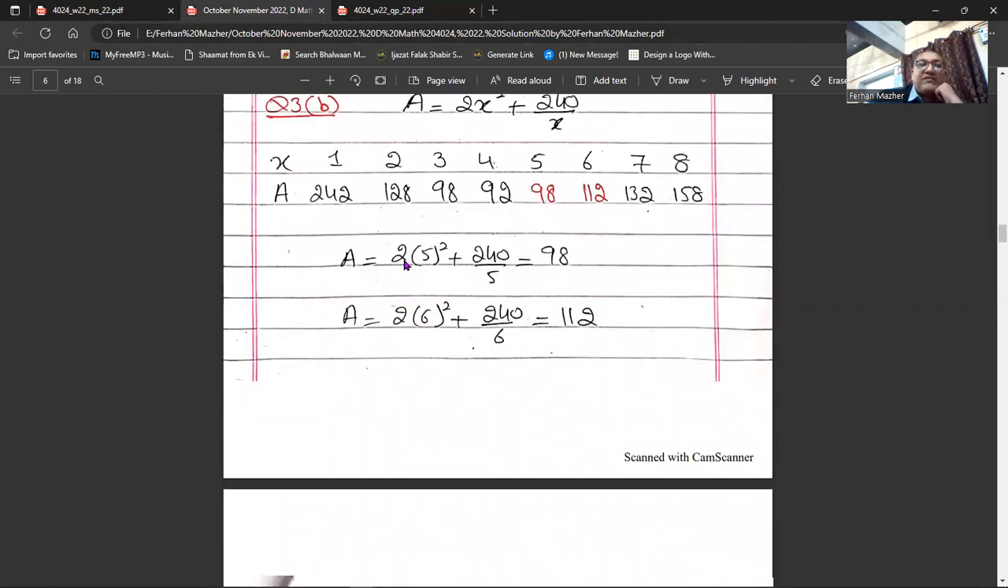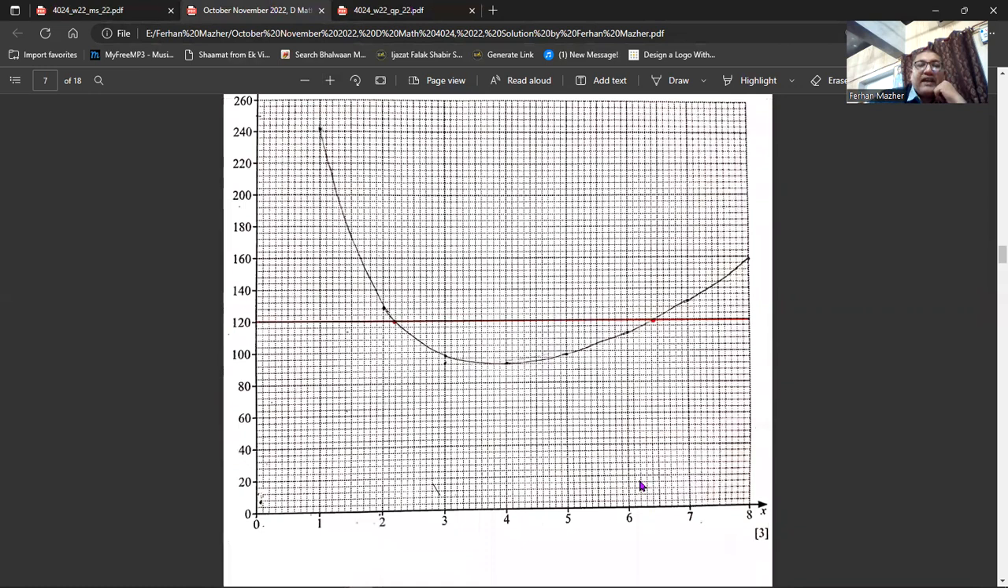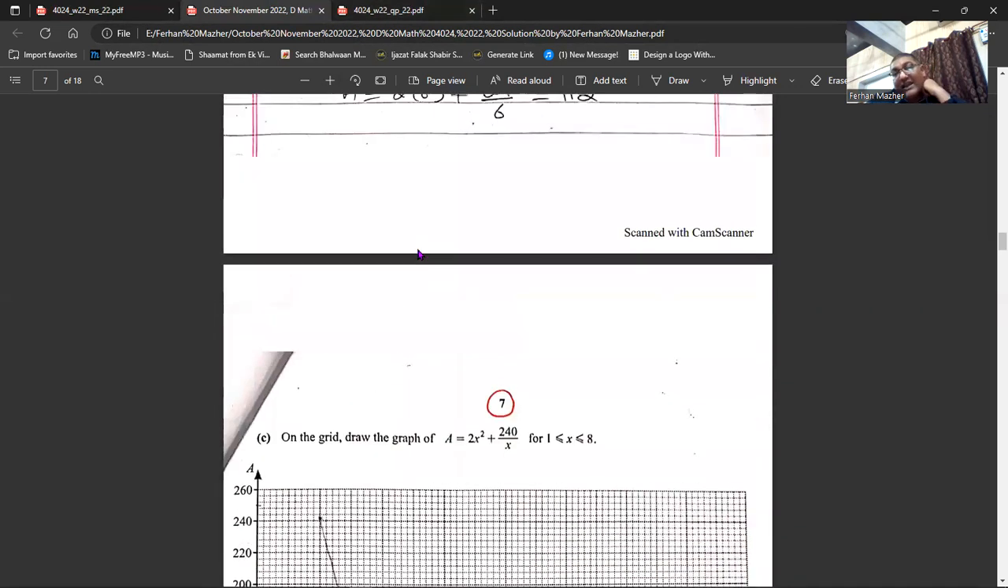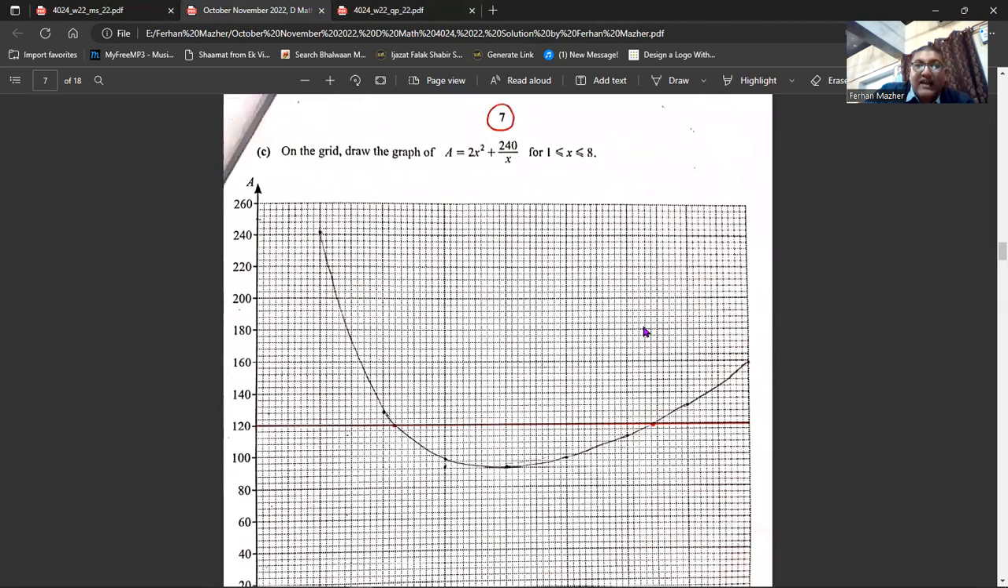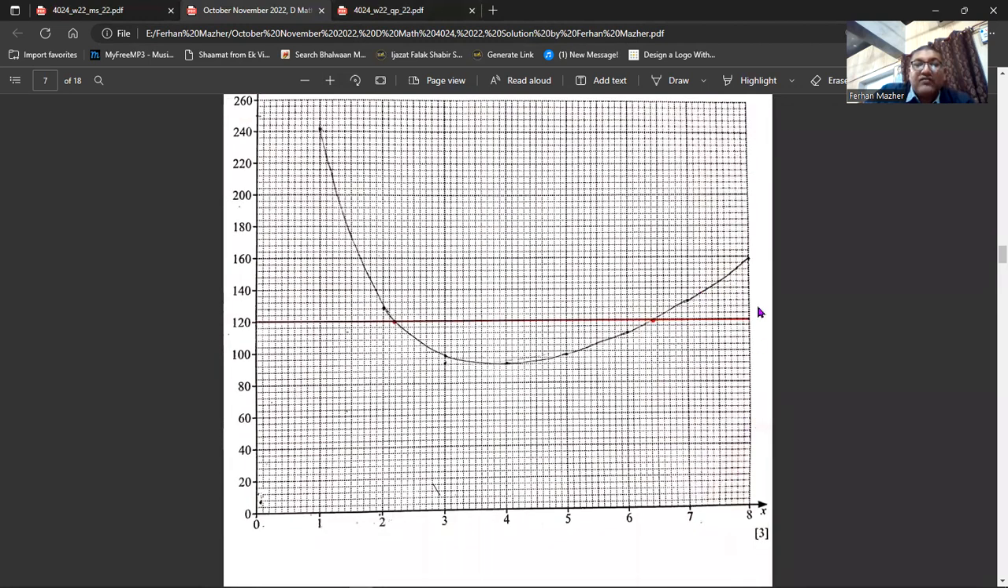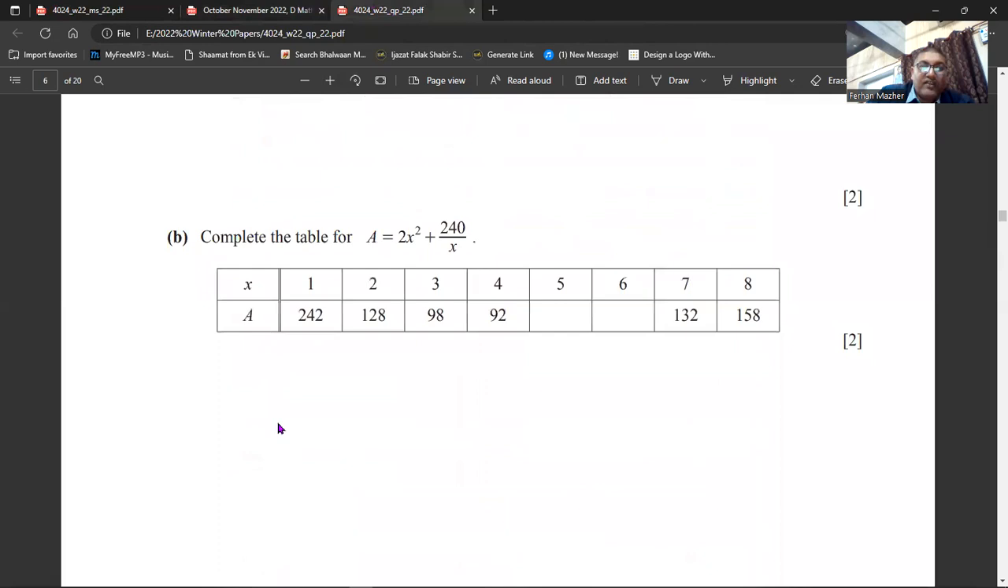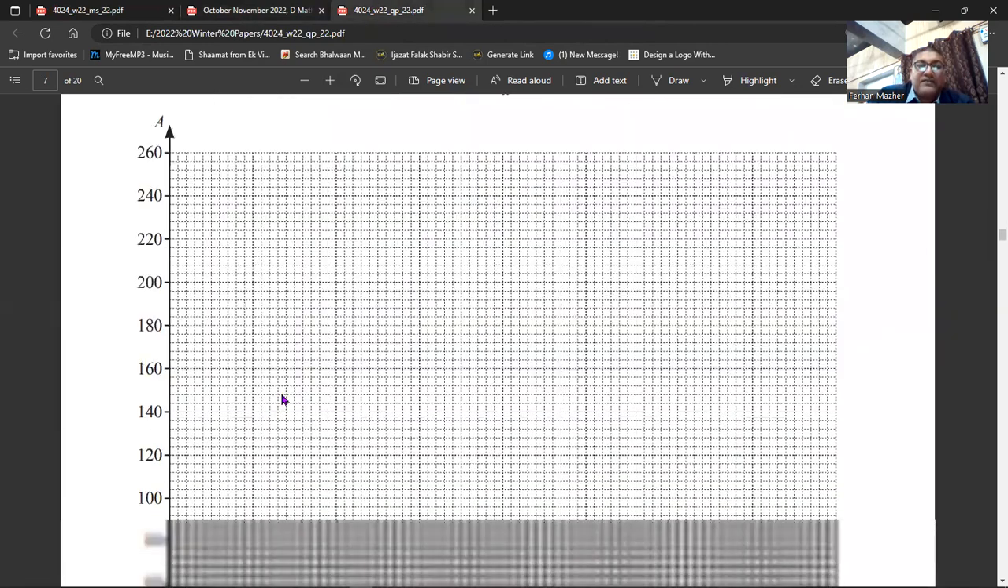At 6, 112. At 6, we'll put 112. And then we have, at 7, 132, and at 8, 158. Put these dots, then join them smoothly with the curve, and this is that graph. Now we are done with the graph.